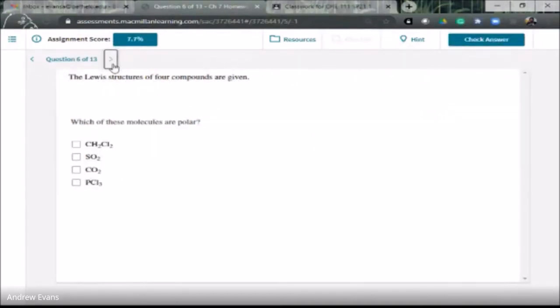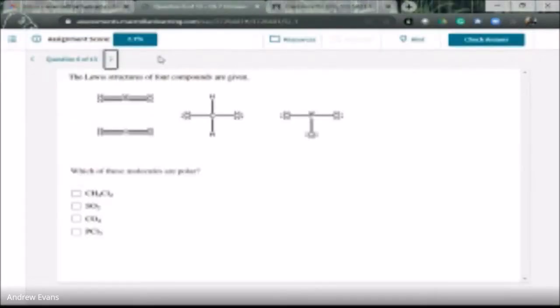Okay, this is our first thing that's going to be really kind of tricky. Which of these molecules are polar? Let's draw this out. They draw them out for us. Let's see. CHCl. But these Lewis structures do not give a good approximation. PCl3.